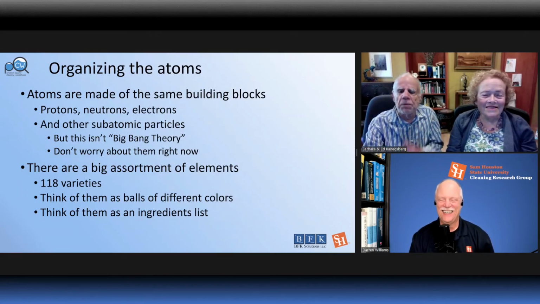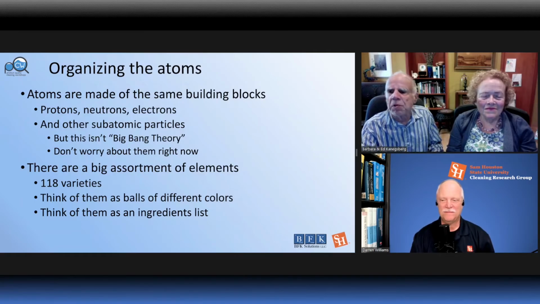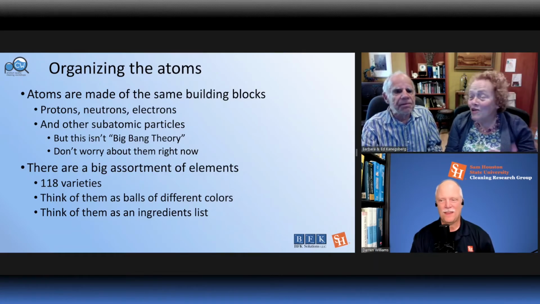There's a large assortment of elements. In fact, currently we can name 118. So you can think of them as balls of different colors, or an ingredients list. Or Legos. That's like that.